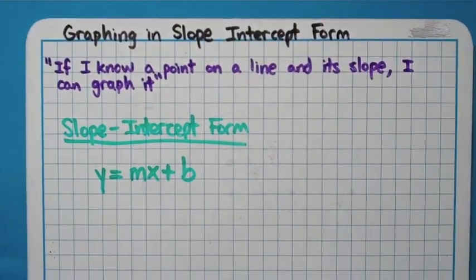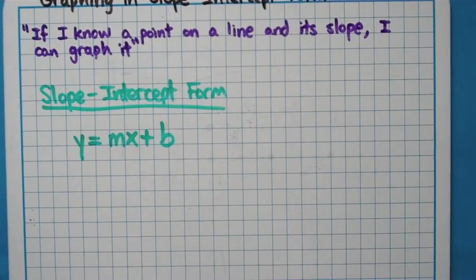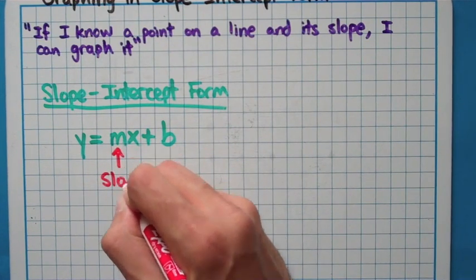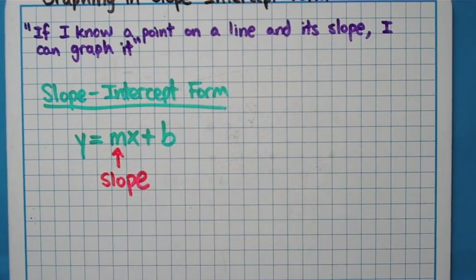You can know some things about it going in. So the whole reason that this is called slope-intercept form is because when you look at it, you can see what the slope is, and you can see what the y-intercept is. The number that goes in front of the x in your equation is your slope.